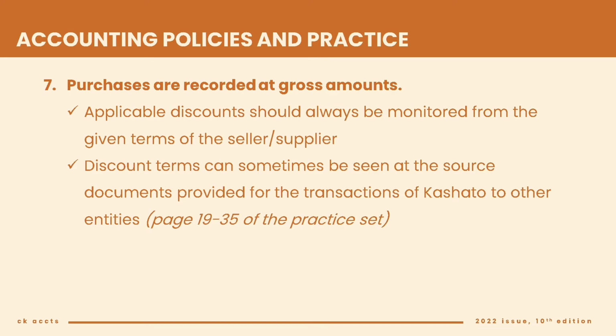Okay, kung titignan niyo yung page 19 to 35, meron diyang mga source documents. Iba pa yan sa source documents na nakalagay dun sa brown envelope ng ating practice set. Kung makikita niyo doon sa brown envelope, di ba meron tayong 4 na source documents. So, yung mga yun ay fill-upan natin. Okay? Pero yung mga source documents na nandito sa practice set mismo, yun ay natanggap na source documents ni Kashato. Kasi meron siyang transaction to other entities.